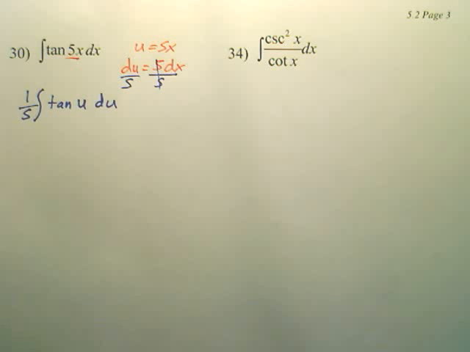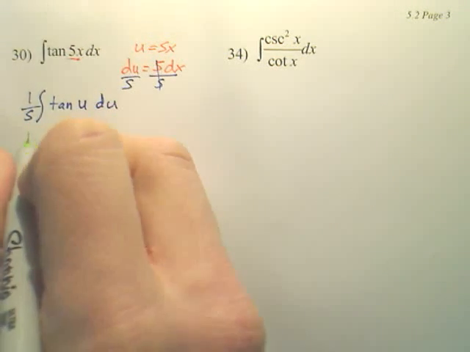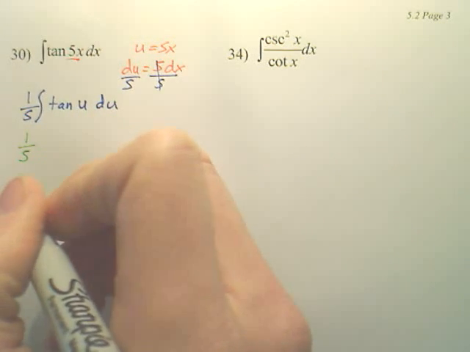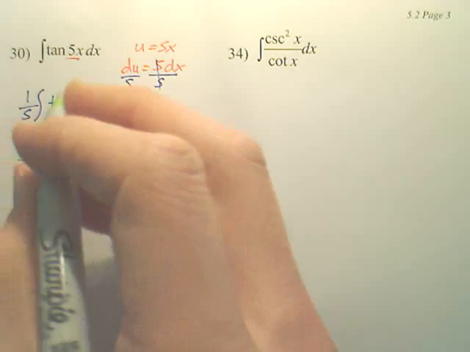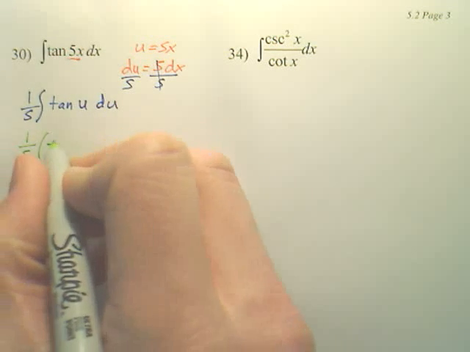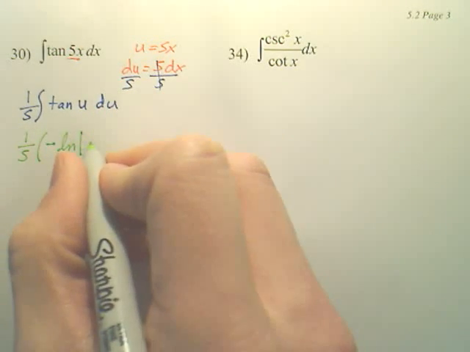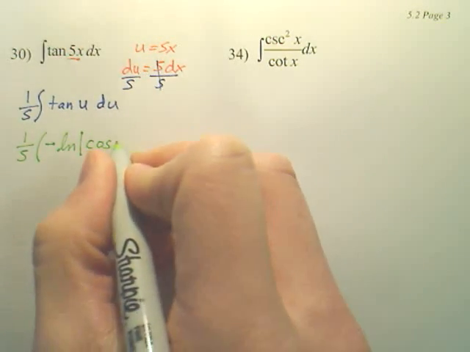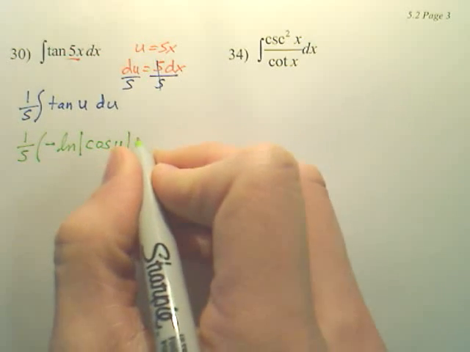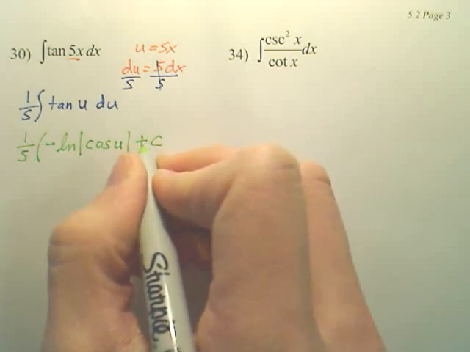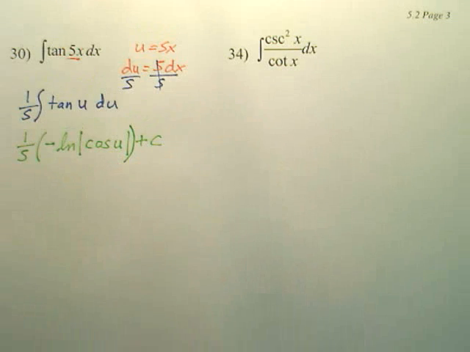Okay. And then from there, we look at our chart. To do tangent, you look at your chart. So you just have 1/5. And the integral of tangent, when you look at your chart, is negative ln cosine u plus c. That's just on your chart.